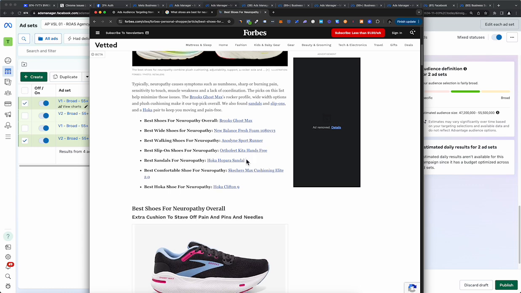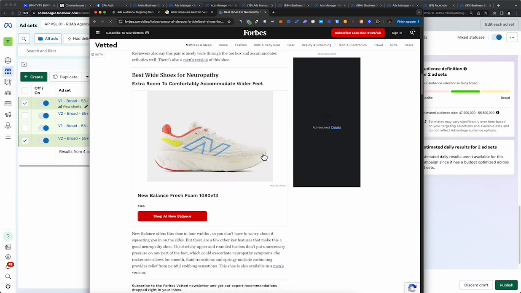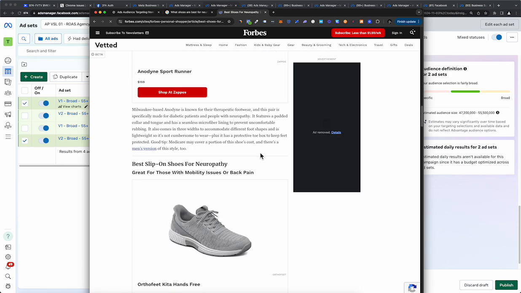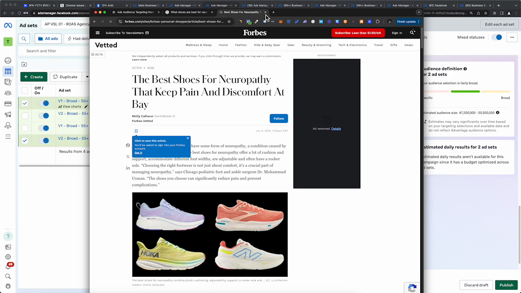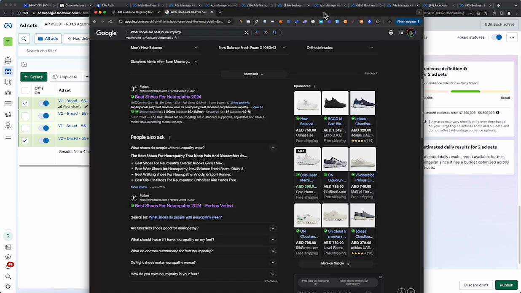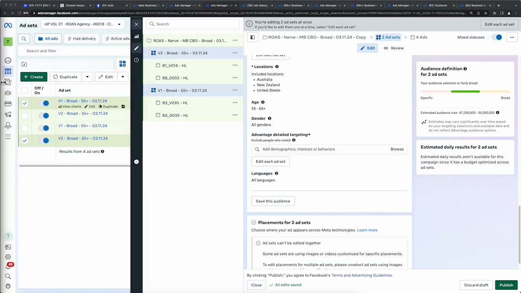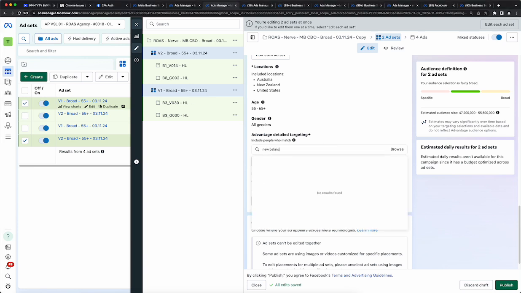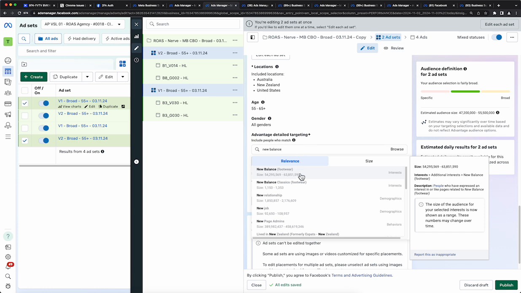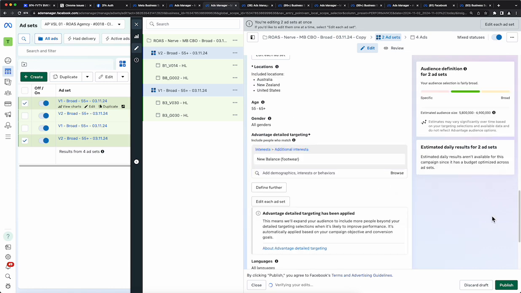So we saw this actually. Brooks Ghost, New Balance. All right, so we don't need to see that. Again, I don't want to spend hours and hours on this, but we have a couple of ideas. So let's put New Balance in. There we go, New Balance footwear, New Balance. So footwear, obviously, 54 million. That took our audience size down to 5.8.